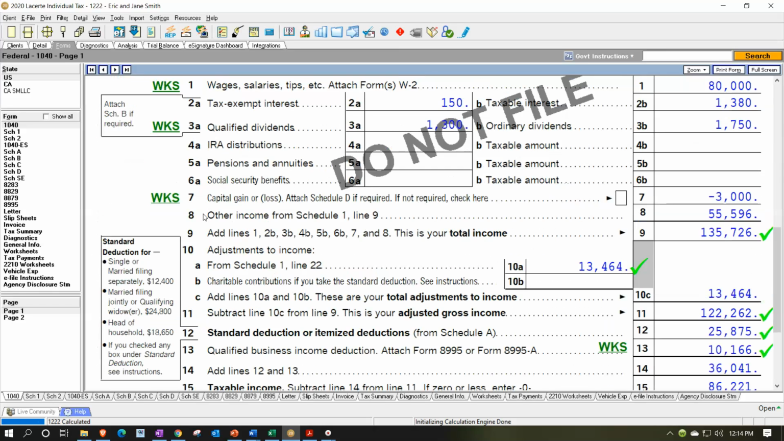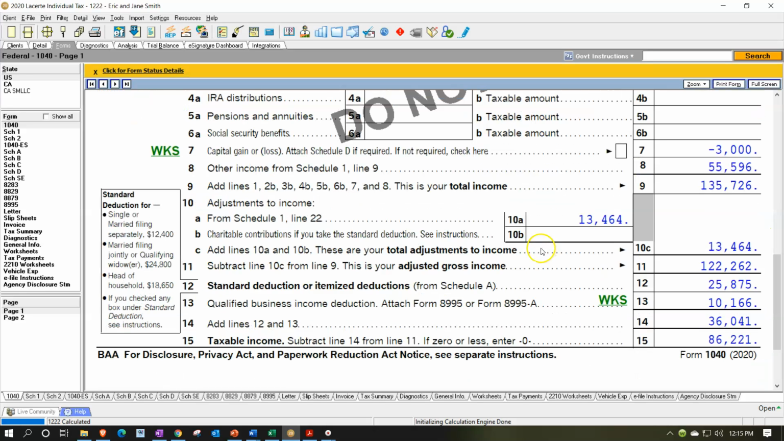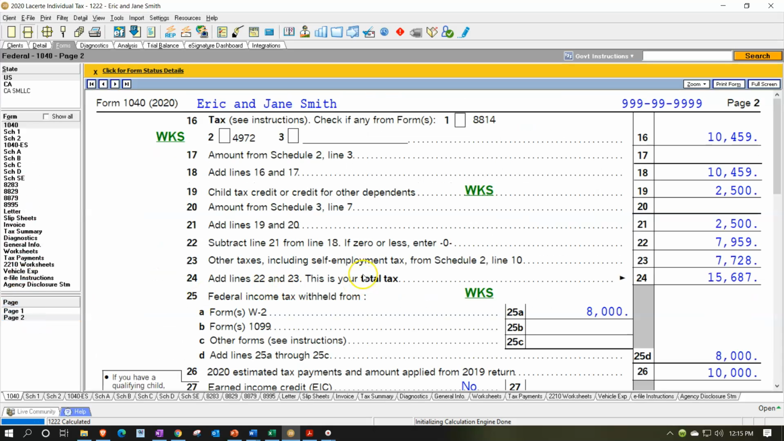In the first section, we entered the information related to our income. In the second section, we looked at the above-the-line deductions. Then we looked at the itemized deductions. And then we added a Schedule C business. And now we're focusing in on page two, where we're focusing in on the credits.